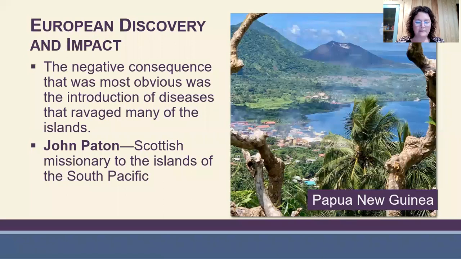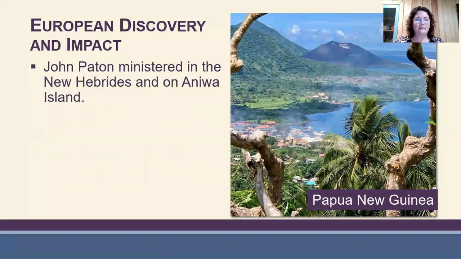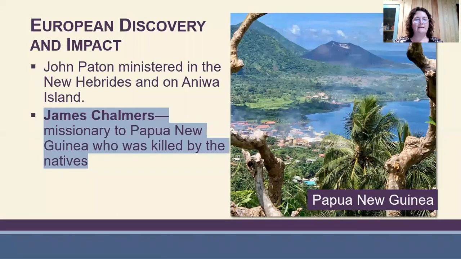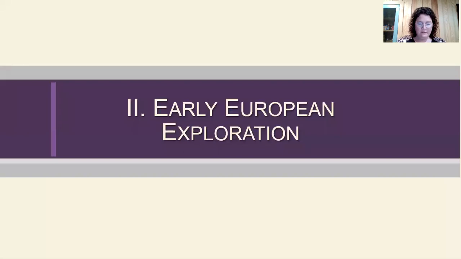One change that was kind of positive was the introduction of missionaries to the Pacific Islands, such as John Paton, who was from Scotland. He ministered in the New Hebrides and on the Anawa Islands. Then you had James Chalmers, who was also a missionary to Papua New Guinea, that was killed by the natives. He was also from Scotland. So that is section 1.